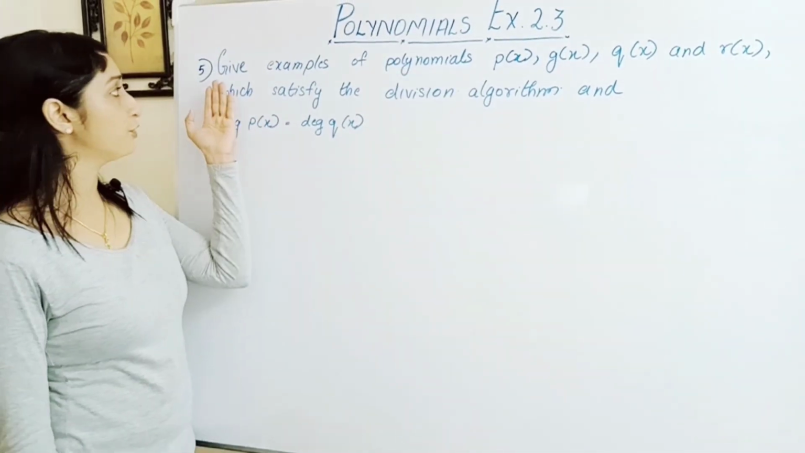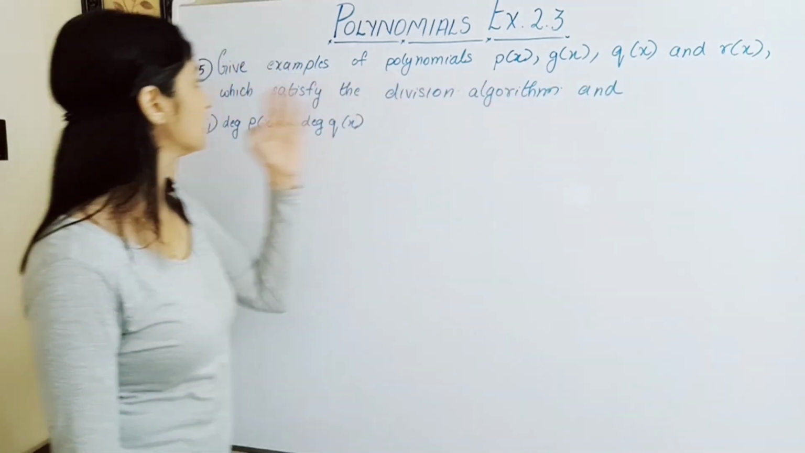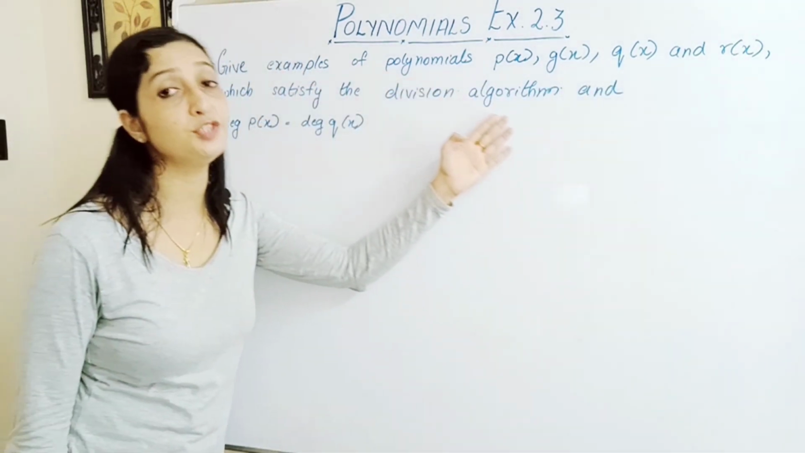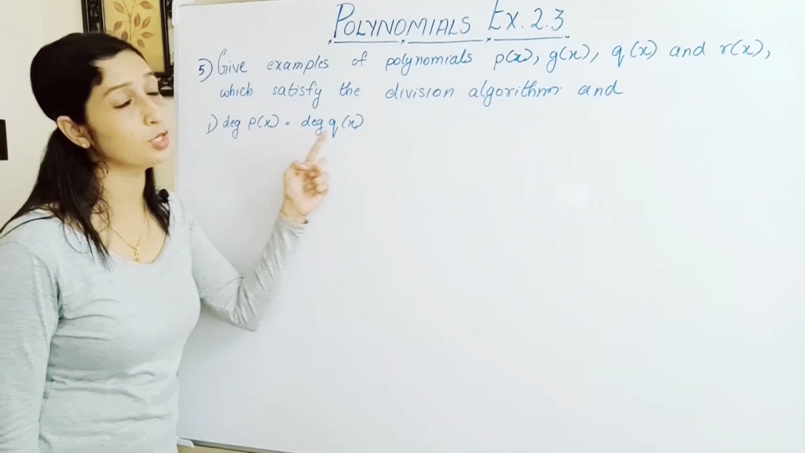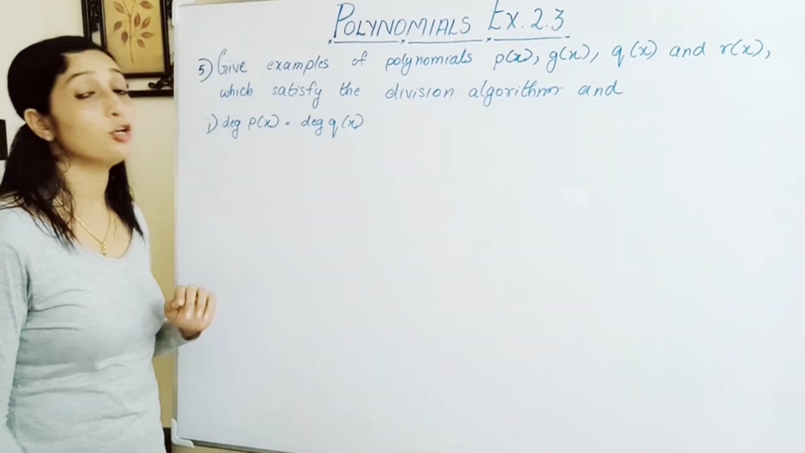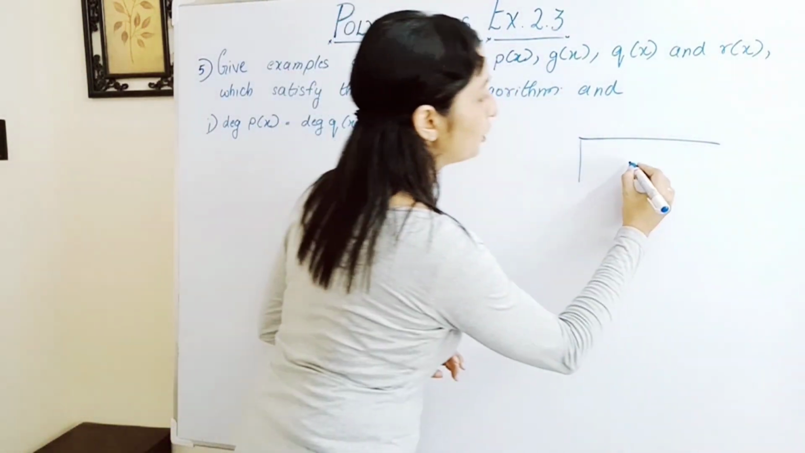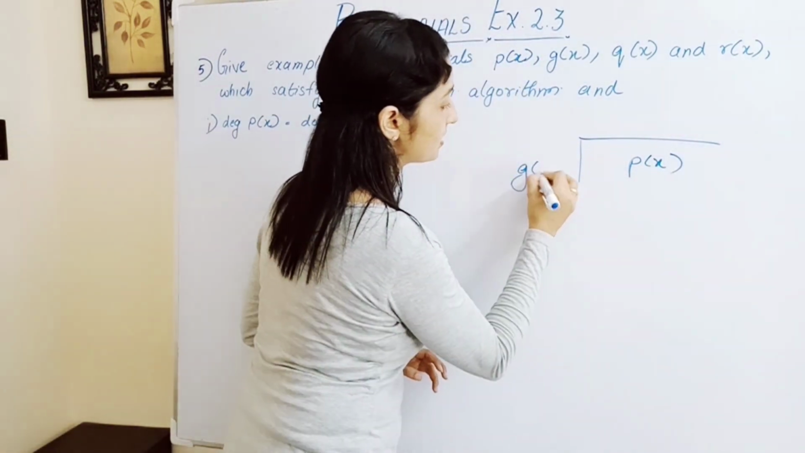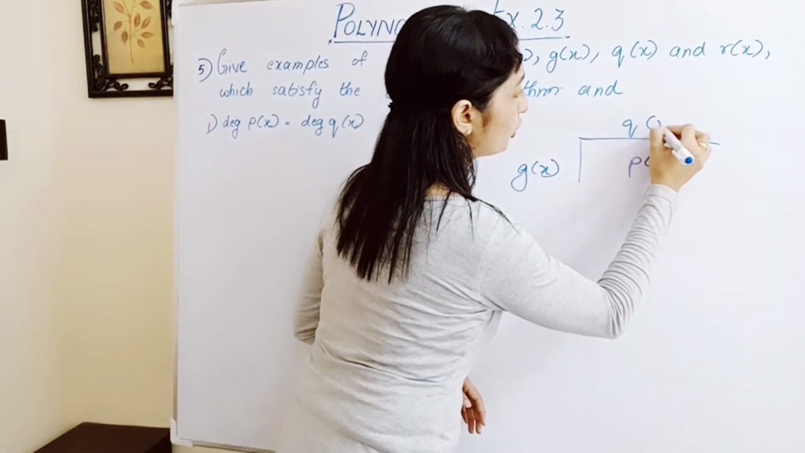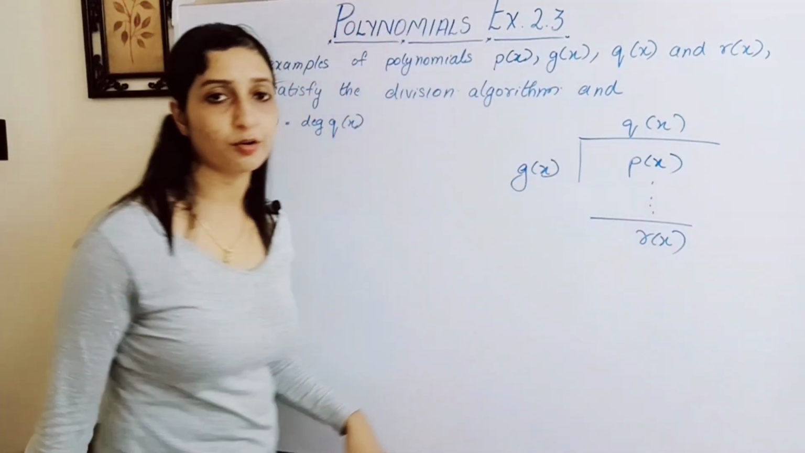So this is the fifth question. Give examples of polynomials p of x, g of x, q of x and r of x which satisfy the division algorithm. And the first condition is degree of p of x is equal to degree of q of x. So let us find the general form in the division. How do you write this dividend? This becomes p of x, this is g of x and this is q of x and this you call it as r of x, right?